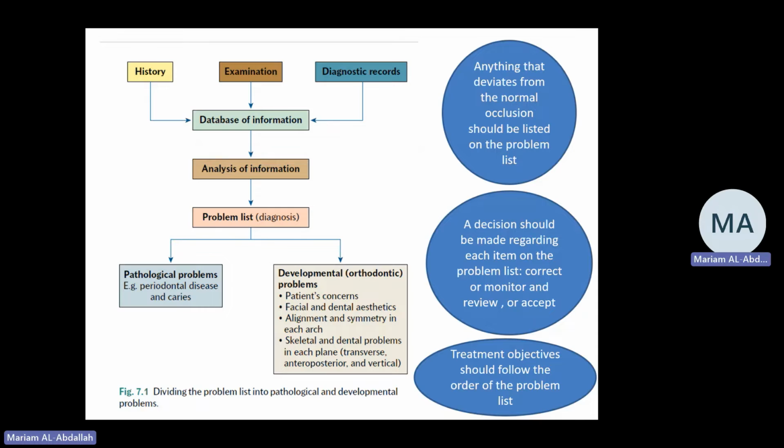Right. So in our previous talk, we reached the stage of formulating our problem list and understanding the etiology for our patient. So we said that anything from our examination that deviates from normal should be mentioned on our problem list, and a decision should be made for each of the items on my problem list, whether to accept, monitor, or treat, and accordingly, the treatment objectives should follow the order of my problem list.